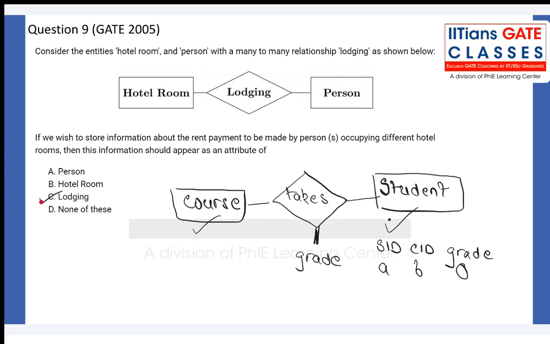If I ask you about the Aadhaar number, do you want to associate it with the person? Yes, because person is an entity which has an Aadhaar number. You obviously don't want to put it in the hotel room because it does not make sense. Okay.